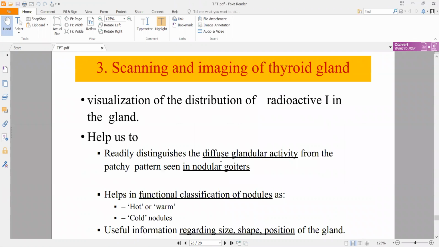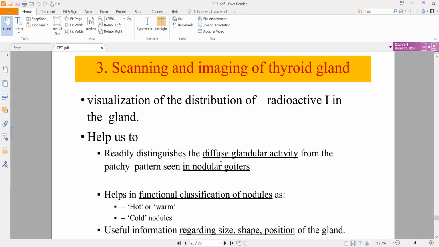Right, coming to scanning and visualization, how you scan. Here is the initial part where I was telling you about radioimmunoassay, where you give radioactive iodine to the gland. How do you measure for that? Generally, this radioactive iodine will help you distinguish between diffuse glandular activity and patchy glandular activity. So it will help you understand the difference between nodular goiters and diffuse glandular activity.